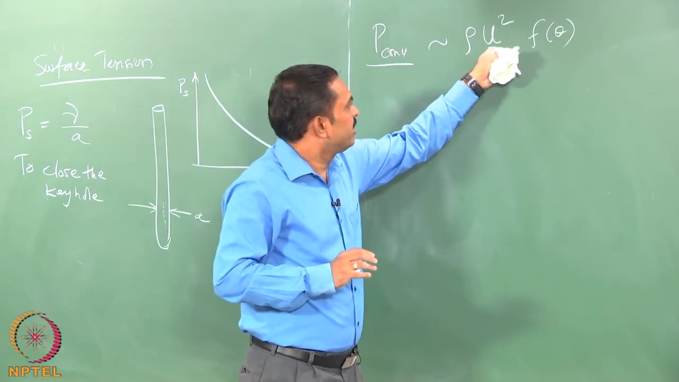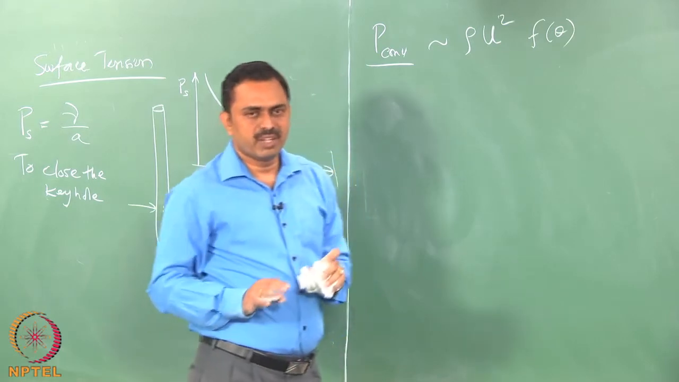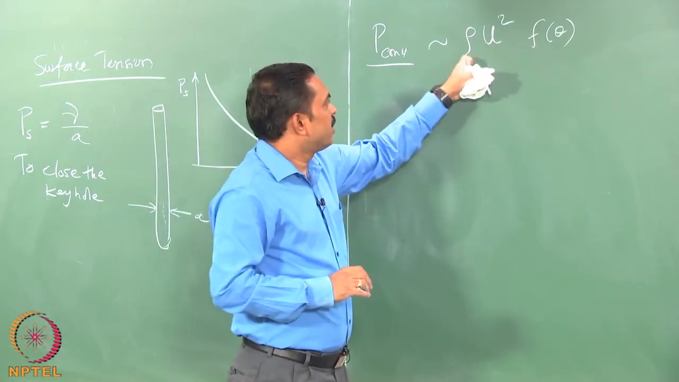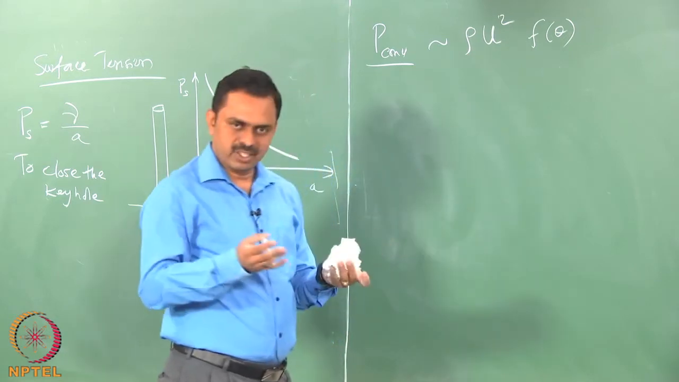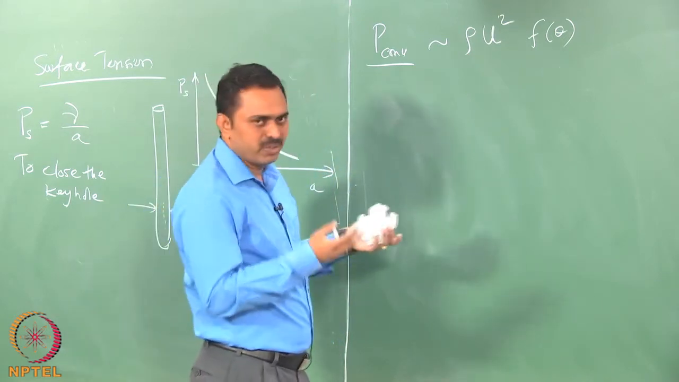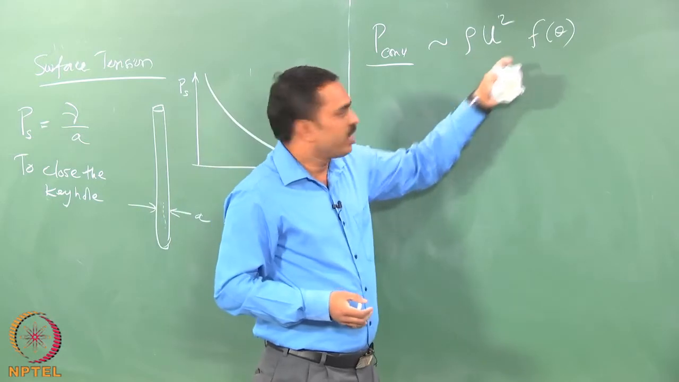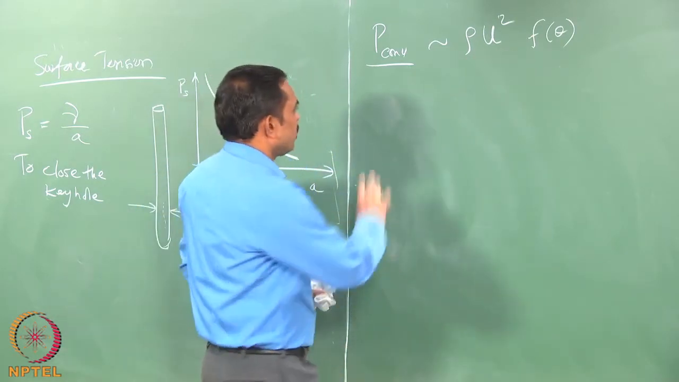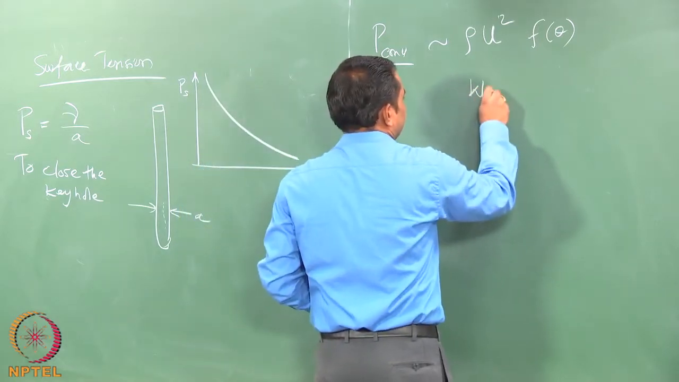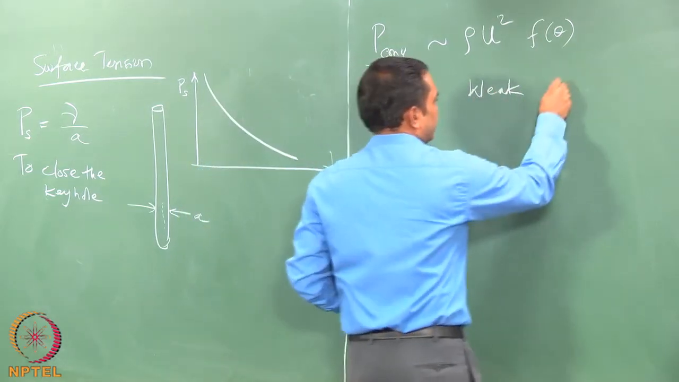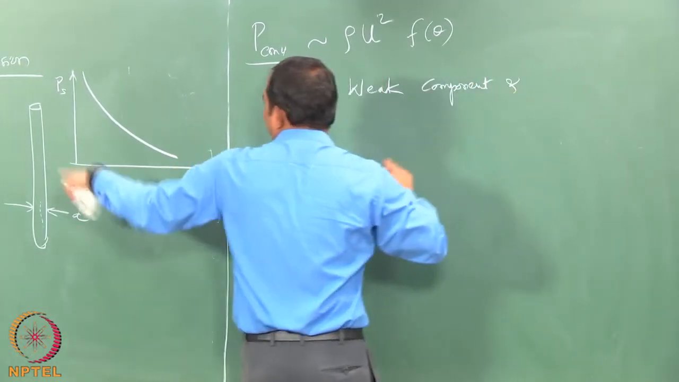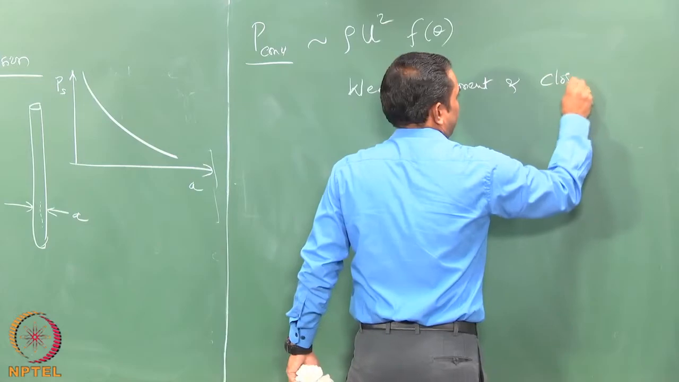So, which means that u is going to be in the order of a few millimeters per second, and if you then square it and then multiply with the density of the liquid metal, in the case of steel it will be 7000 or 7500 into 1 millimeter square, then you can see that the convective pressure is not going to give much pressure. So, you can say that this is a weak component, and the mode it will act is also to close.